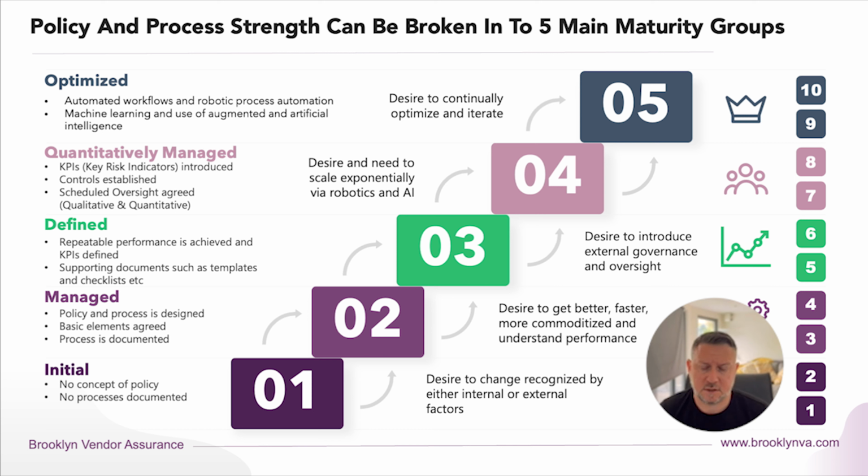So step 1 on this is initial. You've got no concept or policy process, but you do have a desire to change to get on the ladder that you can see in front of you. Desire to change, recognise its influence either internally, need to change, or by external factors such as the regulator or stakeholders asking you to. You then get to stage 2, which is a managed policy. So the policy and process is designed, its basic elements are agreed, and the process is documented in a basic way. To get to stage 3, you want to have a desire to get better, faster, more commoditized, and understand the performance of the process that's being run. Which leads you to step 3 or stage 3.